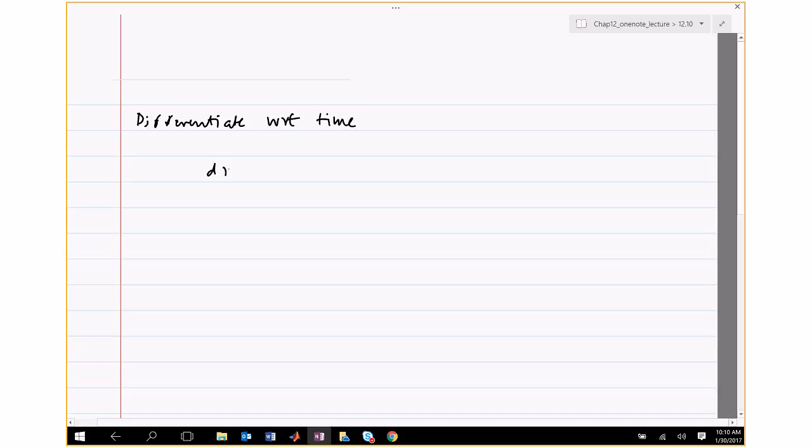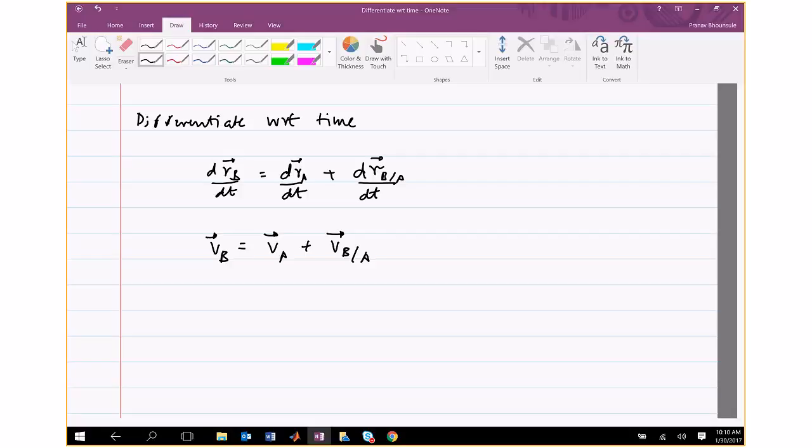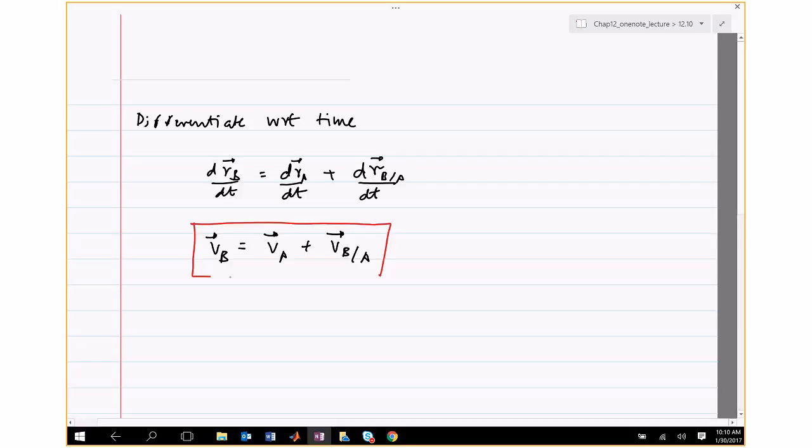If we differentiate that, we would have dRB/dt is dRA/dt plus dRB with respect to A/dt, and so I'm going to write this as VB equals VA plus VB with respect to A. So this is the velocity formula, which is very similar to the position formula.